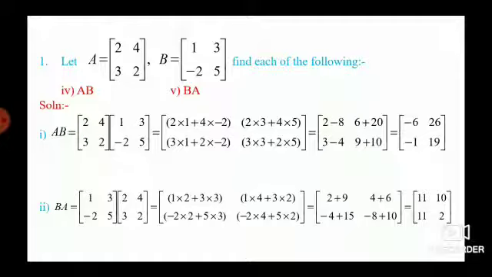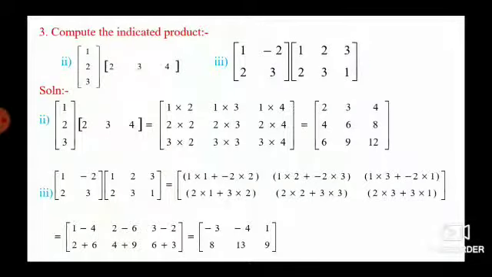Since both the matrices are of the same order, but the corresponding elements of both the matrices are not equal, therefore in this case AB is not equal to BA. The matrix multiplication is always non-commutative.